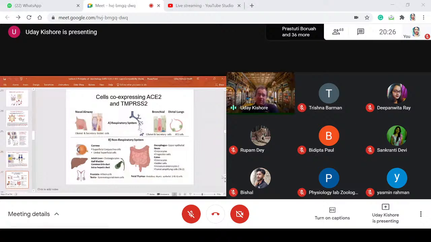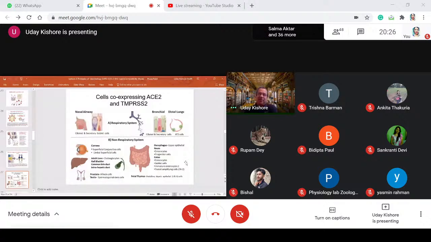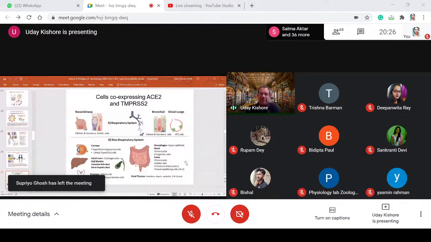Not only your nasal cavity and respiratory airway cells, which you can see here, but there are non-respiratory cells as well which express ACE2 and TMPRSS2: cornea, gallbladder, bile duct, hepatic duct, prostate, testis, esophagus, colon. And that probably explains why some people don't show any respiratory complications, but they show complications of the heart or of the GIT, because some people have non-stop diarrhea, but they don't have any problems with the lungs.